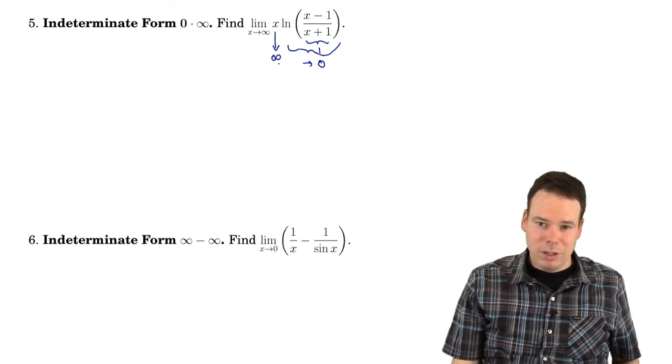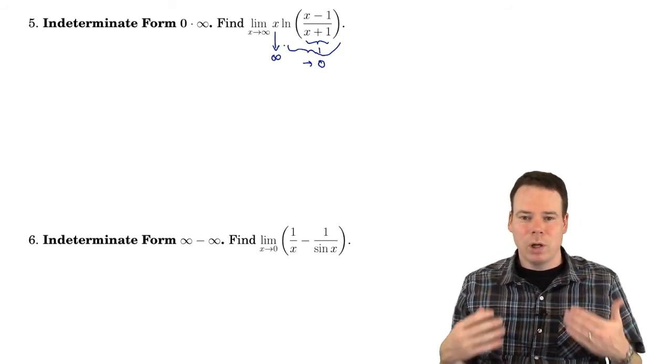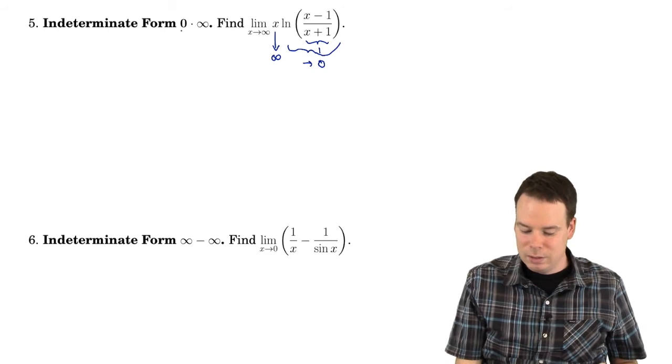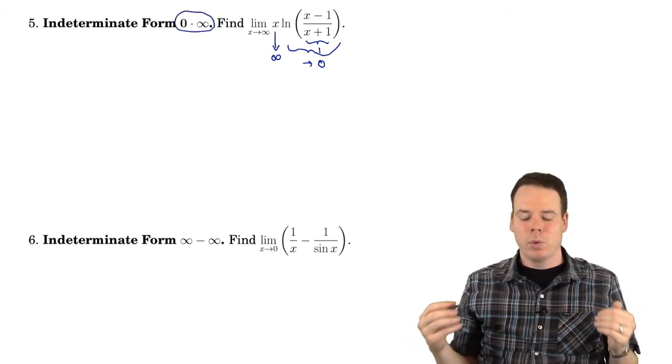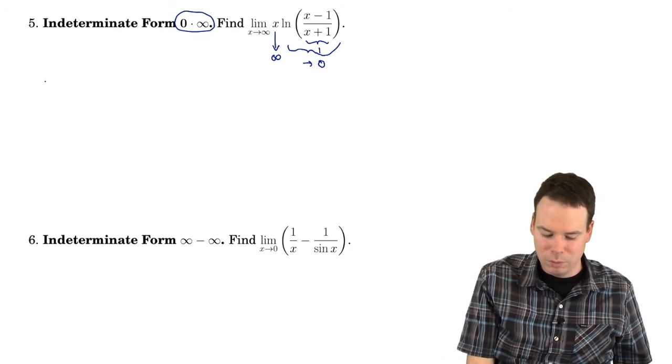It could be 0, could be infinity, could be anything in between. The problem is I don't know at this point, just that it's of type 0 times infinity. I don't know what the answer is. I have more work to do, and the more work is L'Hopital's Rule.